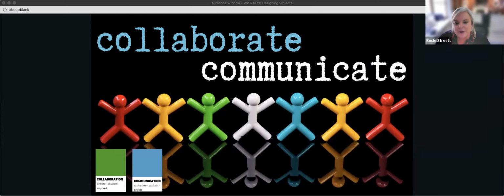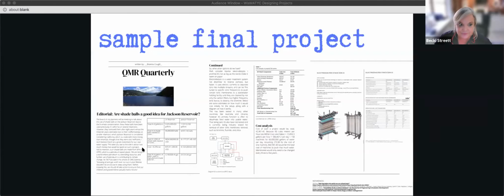So their final project is to create a newscast, if they like making videos, a newspaper editorial, like a letter to the editor, or a letter to the City Board of Directors detailing their position on the use of shade balls. They have to include relevant data, of course, and article citations to support their position. And it's really cool to see what they come up with.